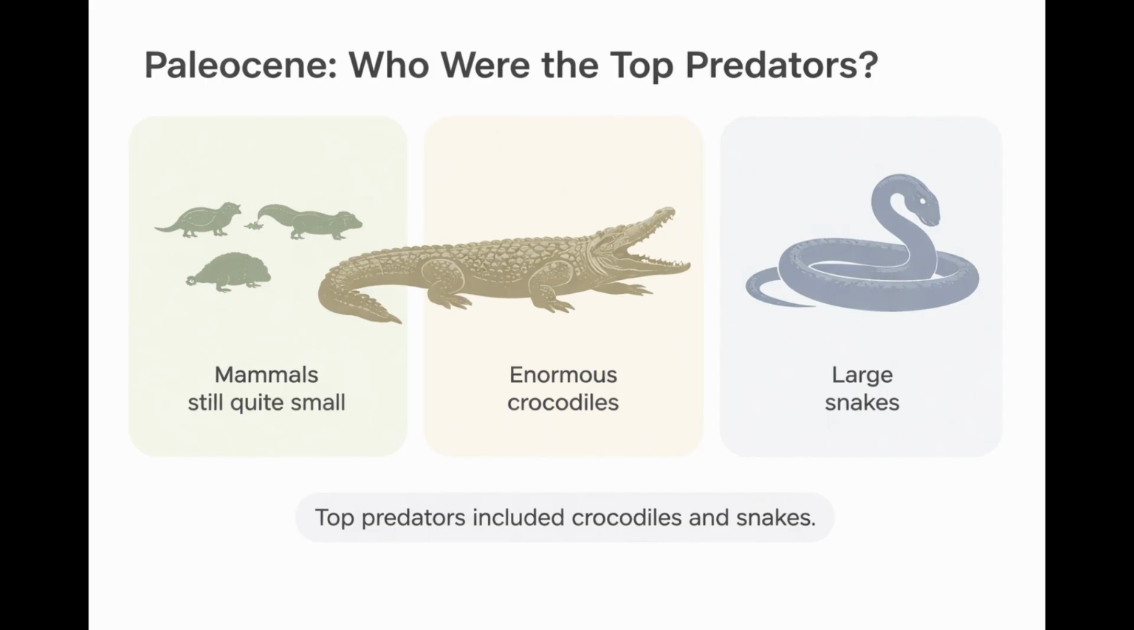The material notes mammals were still quite small. Meanwhile, enormous crocodiles and large snakes were top predators in many environments. So early Cenozoic ecosystems could look very different from the later mammal-dominated scenes people often imagine.